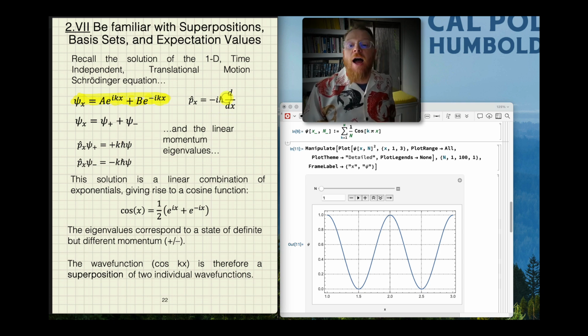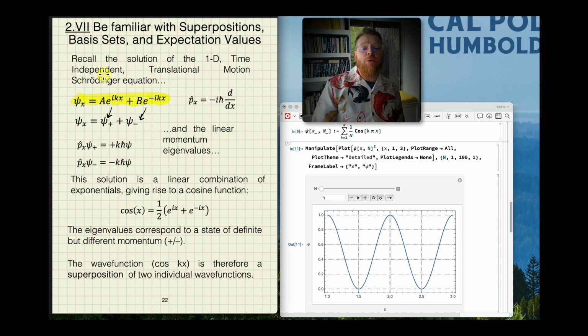When we applied the linear momentum operator, we came up with the following: px operating on psi plus, and I really should back up and just say I'm going to call this whole chunk psi plus, and this whole chunk psi minus, just to make the equation a little easier to write. When we operated on psi plus, we got plus k h bar as our linear momentum. And when we operated on psi minus, we got minus k h bar.